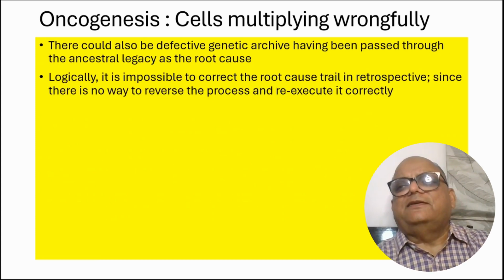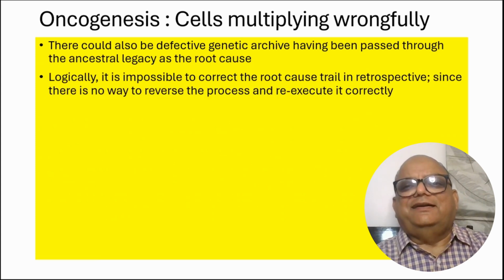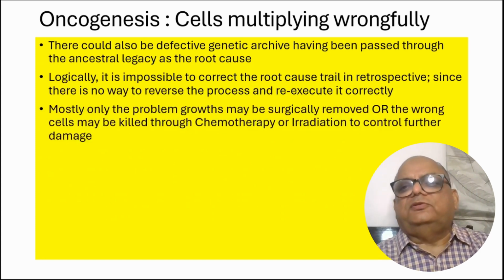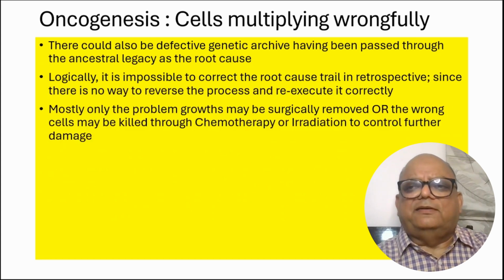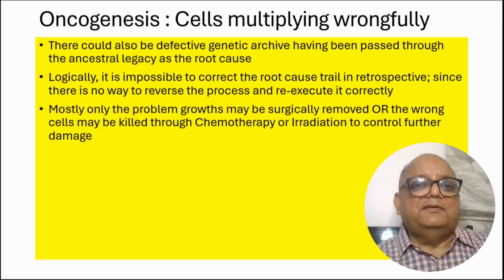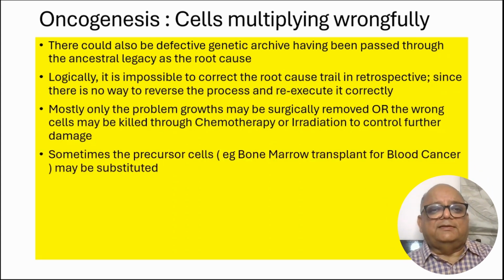You can't go back three generations and correct and re-execute the code correctly. You cannot reverse and re-execute to cure the problem. The problem has already happened, and now one has to live with it. So mostly, the problem growths are thought to be surgically removed, or the wrong cells may be selectively killed through chemotherapy or irradiation to control further proliferation and damage. This is usually the approach.